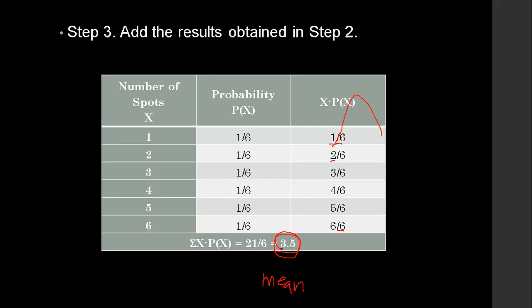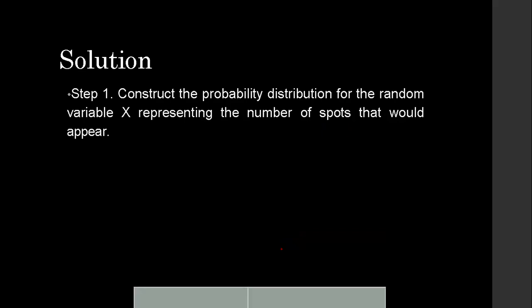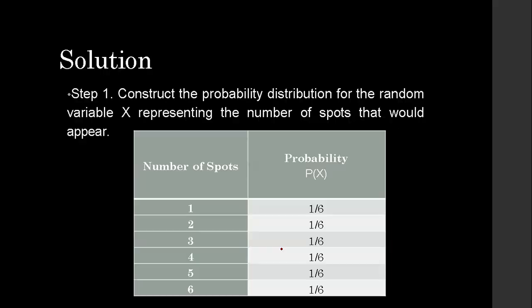ilang beses natin i-roll yung die na yan. So basically, ano mangyayari dyan? So ito yung theoretical mean na lalabas pa rin. Okay, 3.5. So basically yan yung pinaka-title natin kasi kung paano mag-compute ng mean using the discrete random variable. So ganun yung gagawin natin. So ulitin natin, let's go back. Ayan, first one guys, kailangan daw natin mag-construct ng probability distribution.